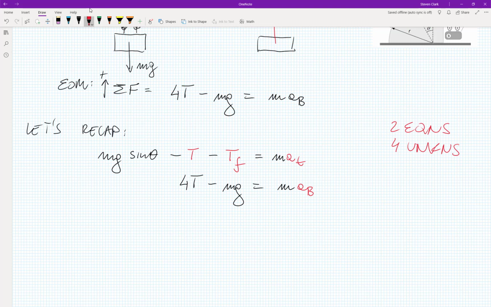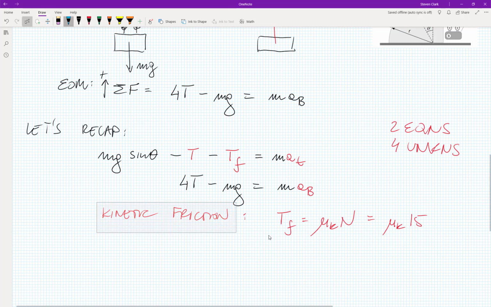Okay, so we need two more equations. I believe that most of you have in mind one equation right now: the equation for friction. So we can go for kinetic friction, which is Ff, basically mu_k N. And N we found, N was 15. Do you remember? So this will be mu_k times 15. All of a sudden this guy is known, right? So we need one more equation, and that will be the kinematic constraint.